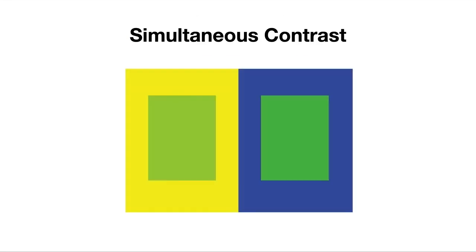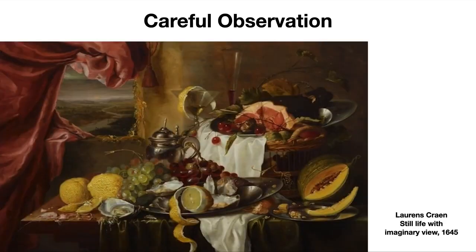Also, colors appear differently based on what they're next to. These green rectangles are both exactly the same color. They're both exactly the same saturation and value, but they look pretty different because of what they are surrounded by. That's known as simultaneous contrast. So not only does the lighting change what color something appears to be, but also colors can appear to change based on what they are next to. So really, it just takes careful observation.